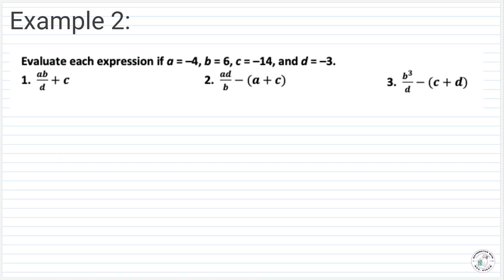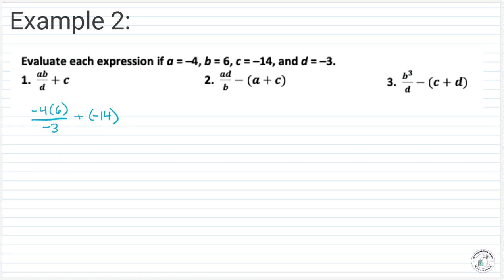So starting with the first one, it says we have A times B divided by D plus C. So A is -4, so we're going to have -4 multiplied by B, which is 6, divided by D, which is -3, plus C, which is a -14. So now going through this, we're going to follow our order of operations. Now that we actually have values in for those variables, we can go through and evaluate. So -4 times 6 is where we're going to start.